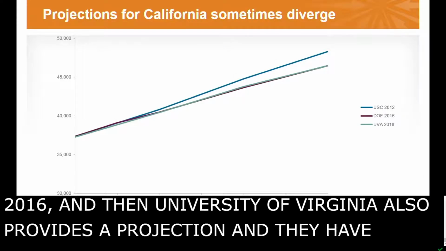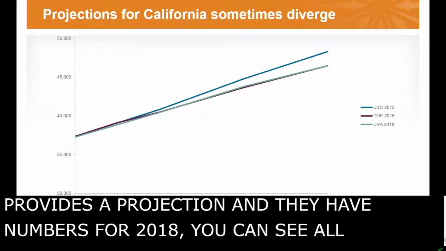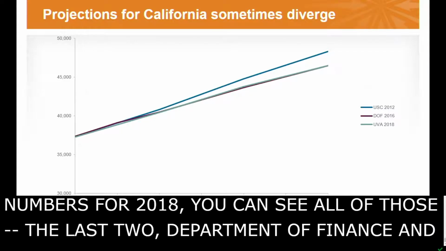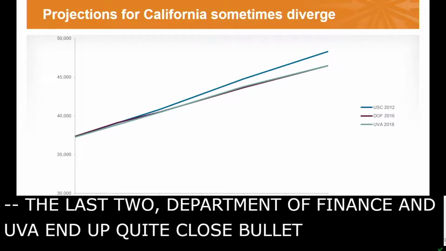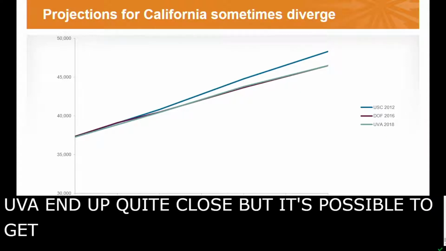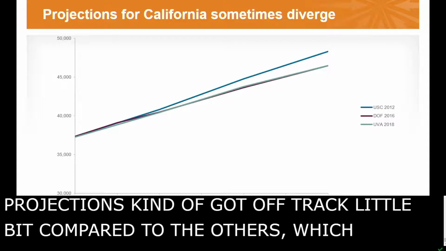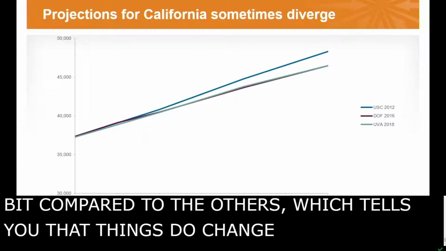And you can see that the last two, the Department of Finance and UVA, both line up very closely, but it is possible to get a divergent result. Possibly USC was working with earlier data, so their projections kind of got off track a little bit compared to the others, which tells you that things do change. If you have more recent data, you're going to get a more accurate result in your projection.